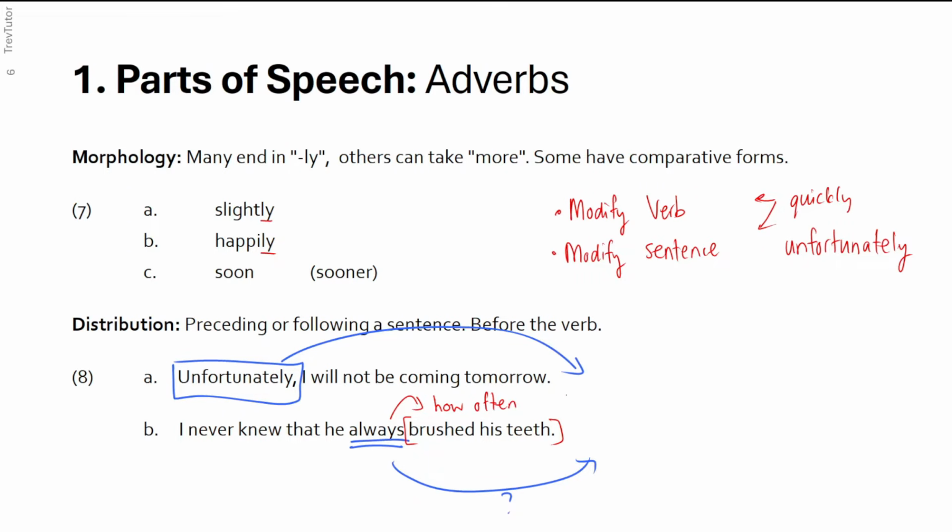So usually when you ask "how often" or "how," you get a response with an adverb. How often does he brush his teeth? Always. Never. Seldomly. How does he brush his teeth? Happily. Quickly. So we can use those tests to figure out if we have an adverb or not.